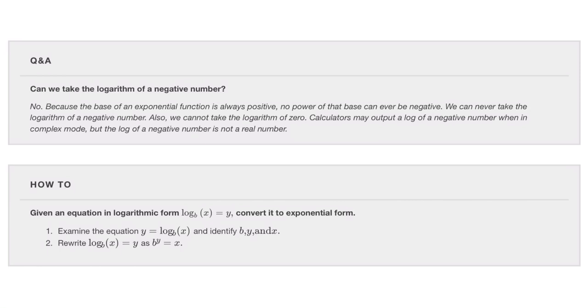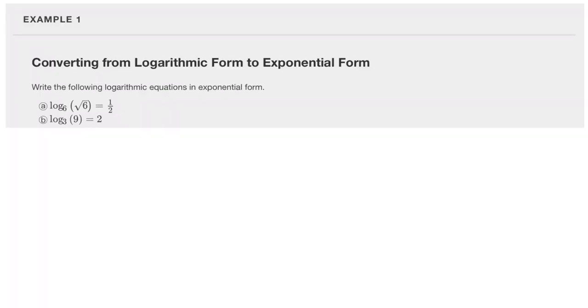So given an equation in logarithmic form, how do we convert it into exponential form? Examine the equation y equals log base b of x and identify b, y, and x. Rewrite log base b of x equal to y as b to the y equals x. So basically, the base of the log swings to the other side and becomes the base of the exponent. That is essentially the same thing here.